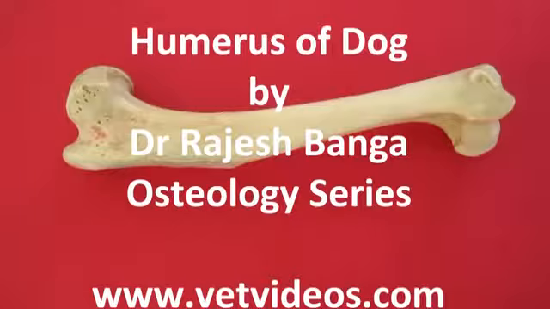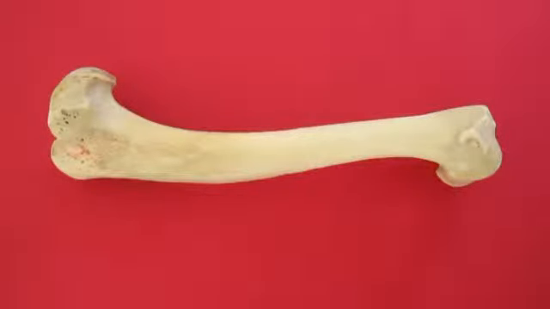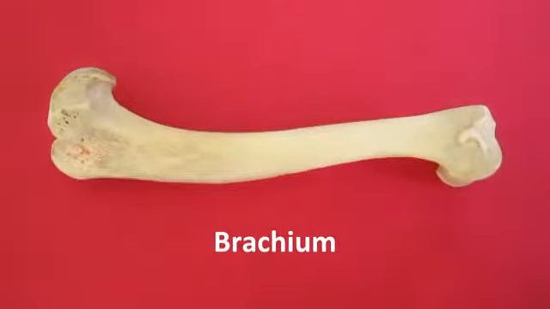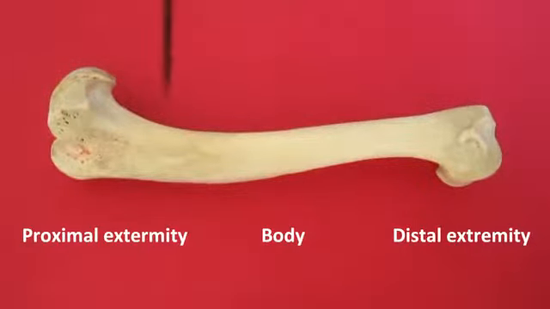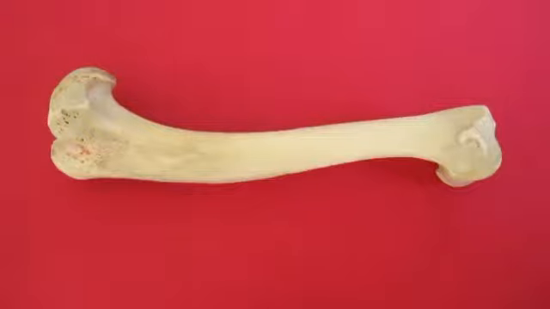Hi, in this video we will talk about the humerus of the dog. The area of the limb covered by this humerus is known as the brachium. This humerus has two extremities, the proximal extremity and the distal extremity, and a body. This body is further divided into four surfaces.